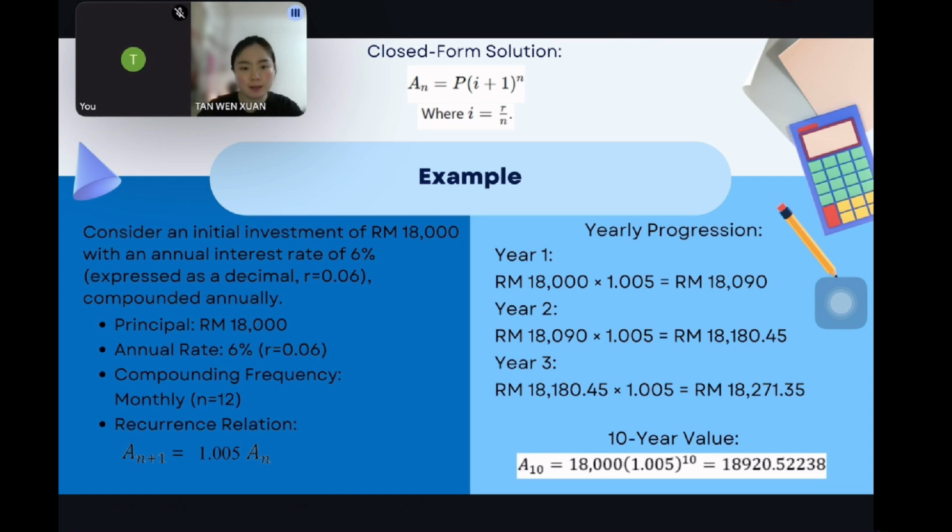Let's look at an example. If you invest 18,000 ringgit at an annual rate of 6%, compounded annually, the growth factor becomes 1.005. Using the closed form solution, over 10 years, the investment reaches 18,920 ringgit and 52 cents. This calculation shows how an initial deposit grows over time due to compound interest. The recurrence relation provides a clear and effective method for modeling this growth in financial scenarios.